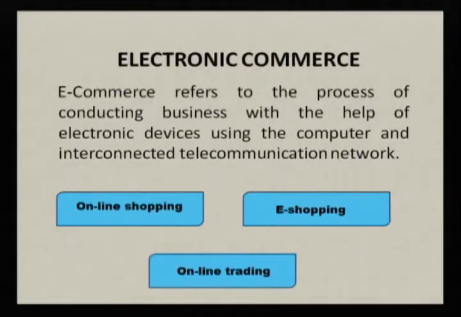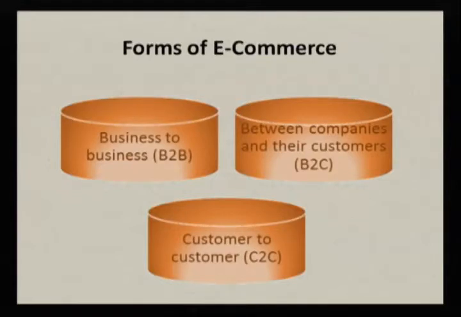So you can do online shopping on it, you can do online trading on it, you can do online advertising on it. So many activities which were traditionally conducted in a physical manner, when the same allied activities and the buying and selling of goods are done on an electronic mechanism, then we call it electronic commerce. Now, there are three different forms of e-commerce. It can be B2B, it can be B2C, or it can be C2C.